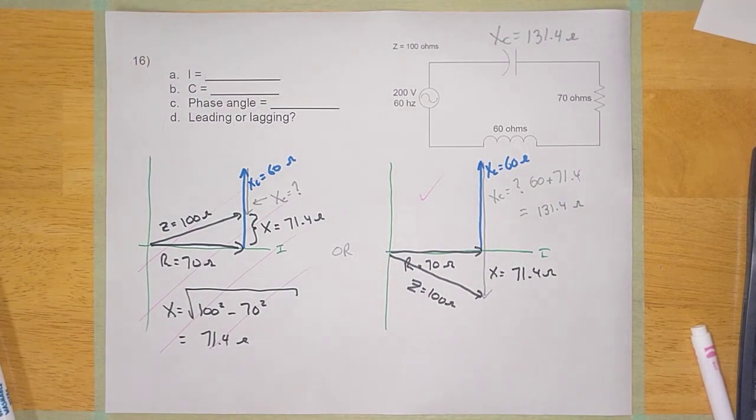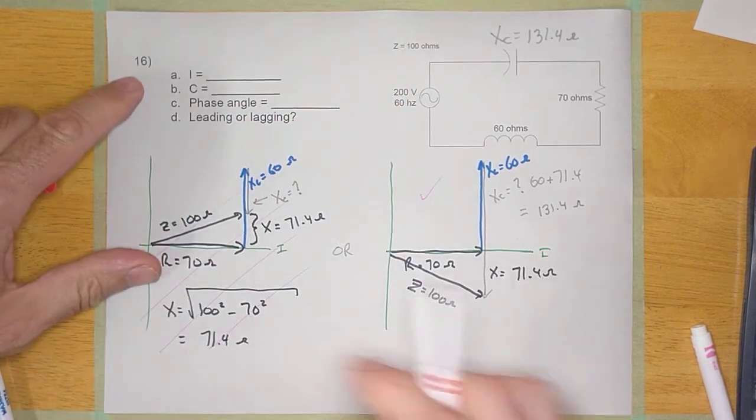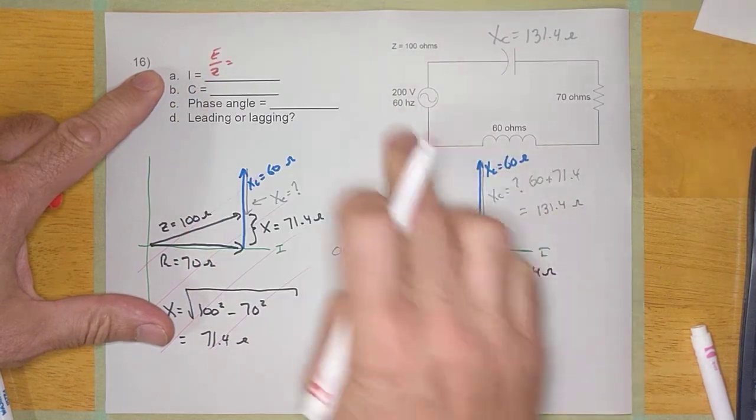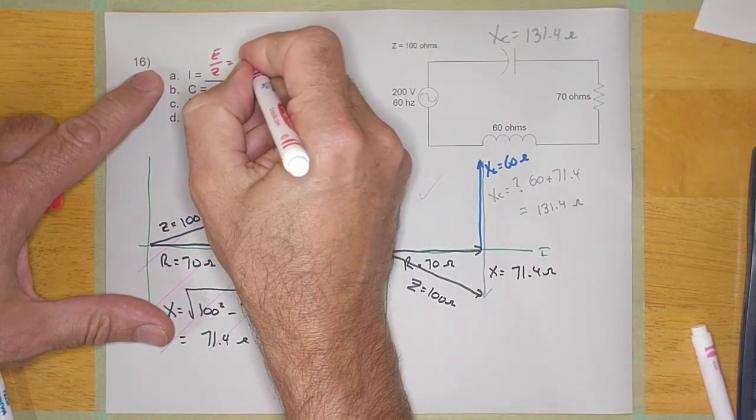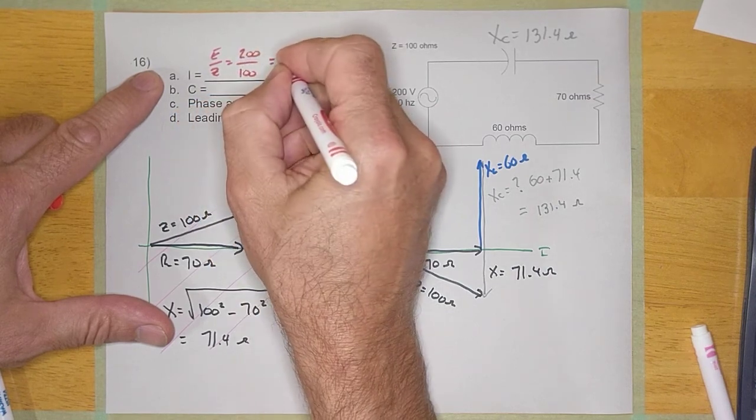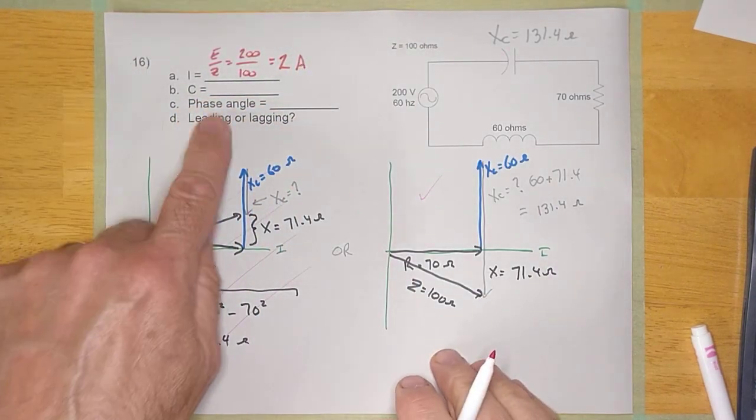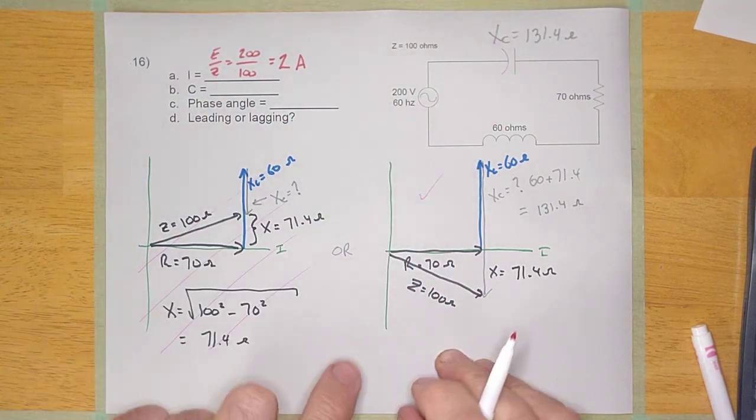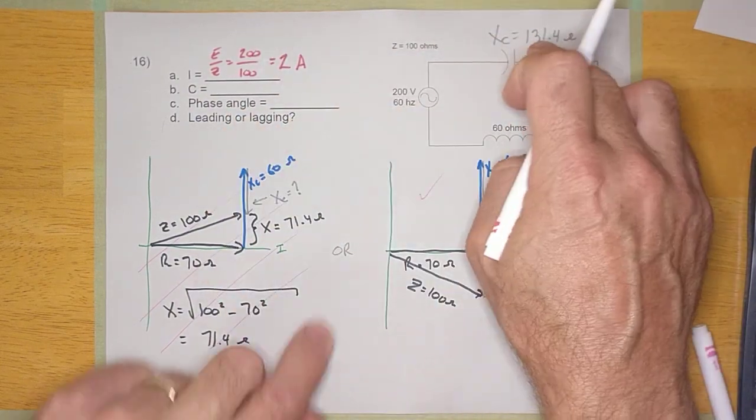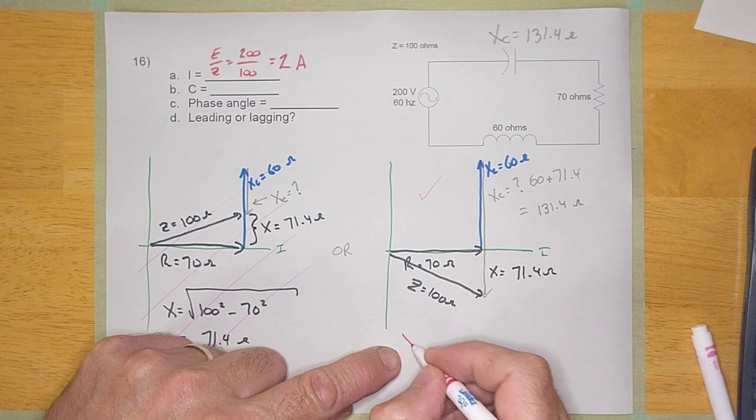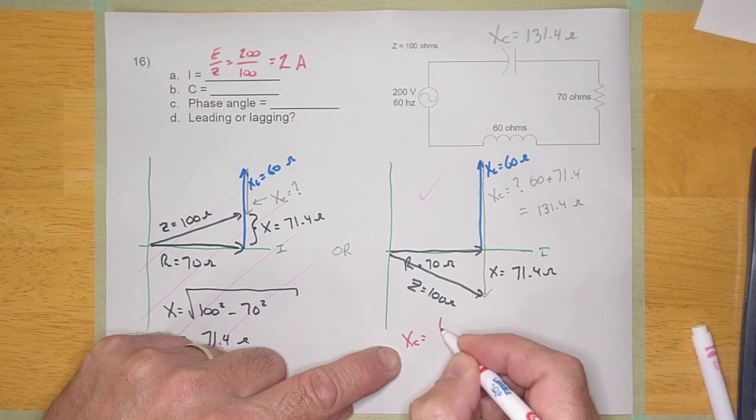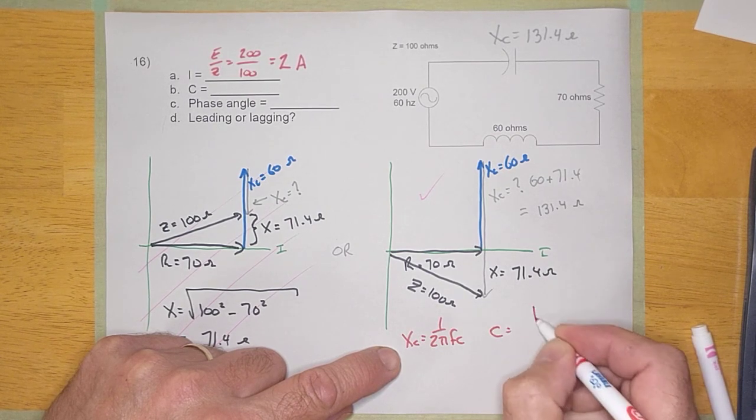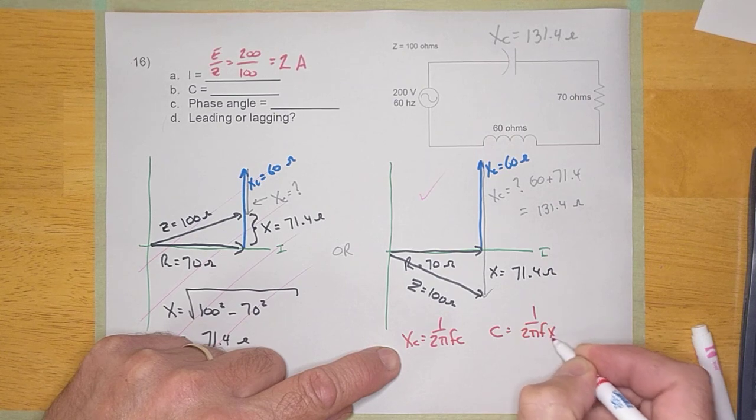And all that so that we can calculate C, because actually I can calculate I right now, right guys? Because I know the voltage and I know the impedance. So I is going to be E over Z, and that has nothing to do with all this. It's just something that can be easily calculated. It's going to be 200 over 100, and it's going to be 2 amps, okay? But in order to calculate C, you need to know XC. And now that I've calculated XC, I can calculate C, because XC is equal to 1 over 2 pi FC, right guys? Which means C is equal to 1 over 2 pi F XC.